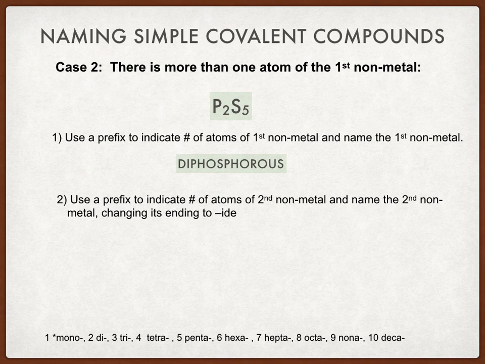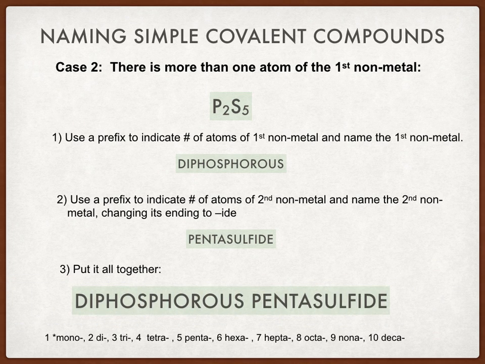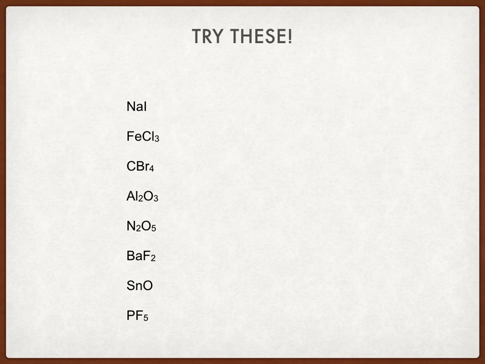Same thing with the second nonmetal, and again we're going to change the ending of the second nonmetal to IDE. There's 5 sulfurs, so it's going to be pentasulfide. Penta meaning 5, sulfide, right? We're changing, it should be sulfur, or is sulfur, but we're changing the ending to IDE. So put it all together: diphosphorus pentasulfide.